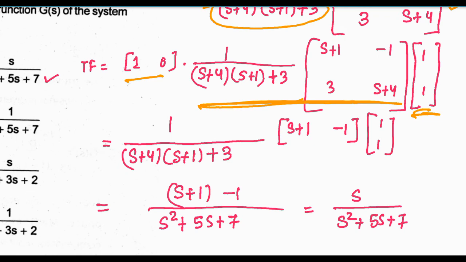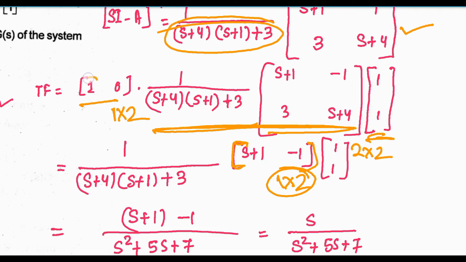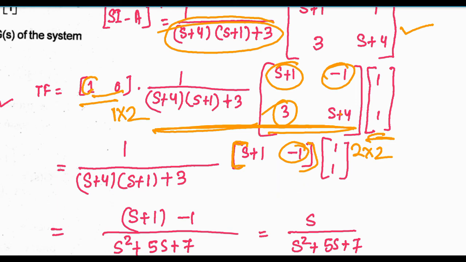So if we multiply this one, 1 0, with this one, this is a 1 cross 2 matrix times a 2 cross 2 matrix, so its result will be a 1 cross 2 matrix. What we are getting? [s plus 1, minus 1]. Here 1 into s plus 1 plus 0, then again 1 into minus 1 plus 0. So what we are getting? [s plus 1, minus 1] into, here this one is B.